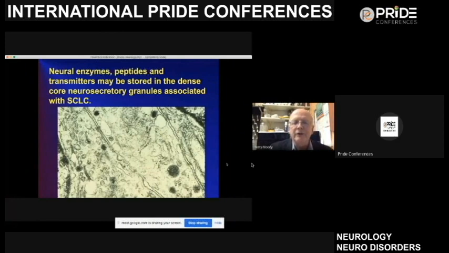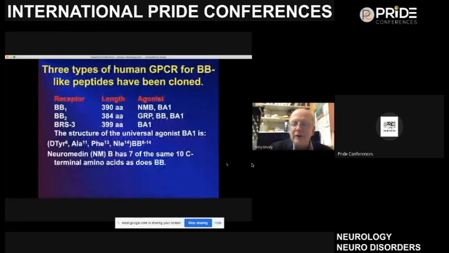And here you see that the small cell lung cancer cells have dense core neurosecretory granules. These granules contain GRP. We also see lots of neurotensin in them. And there's neural enzymes, the carboxylates, neuron-specific enolase, and then the transmitters are also present.